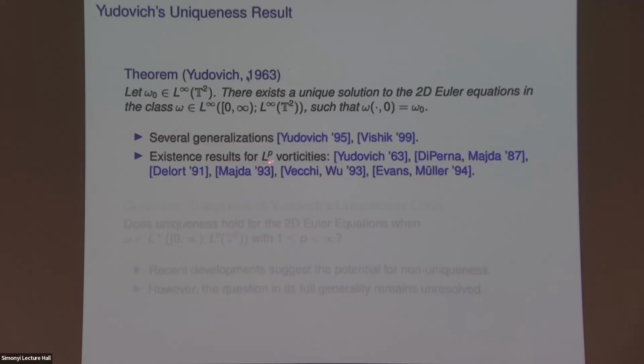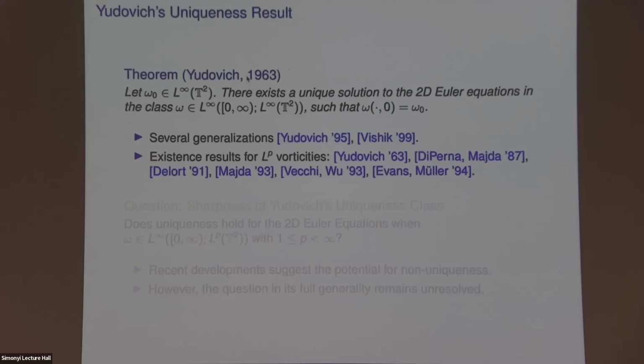And it is possible to prove that when p is an exponent between 1 and infinity, there are solutions given any vorticity in L^p. One can construct a solution to the Euler equation with vorticity in L^p space for infinite time. So existence holds even when the vorticity is not bounded, but just integrable.